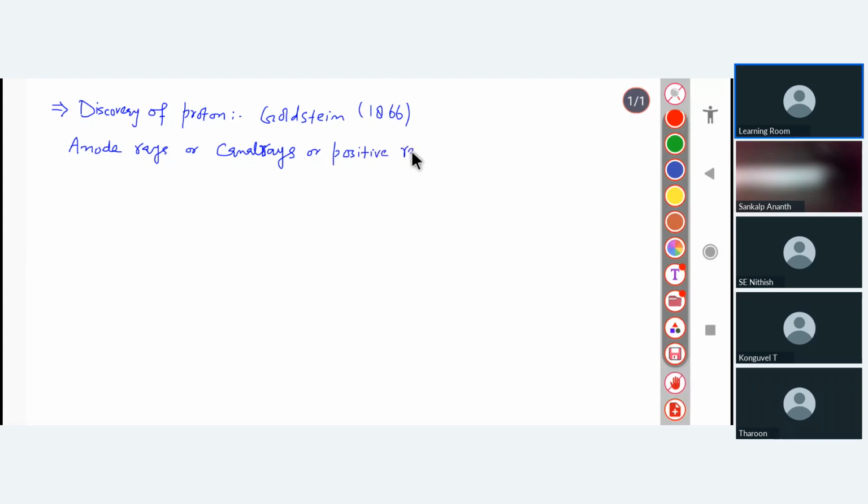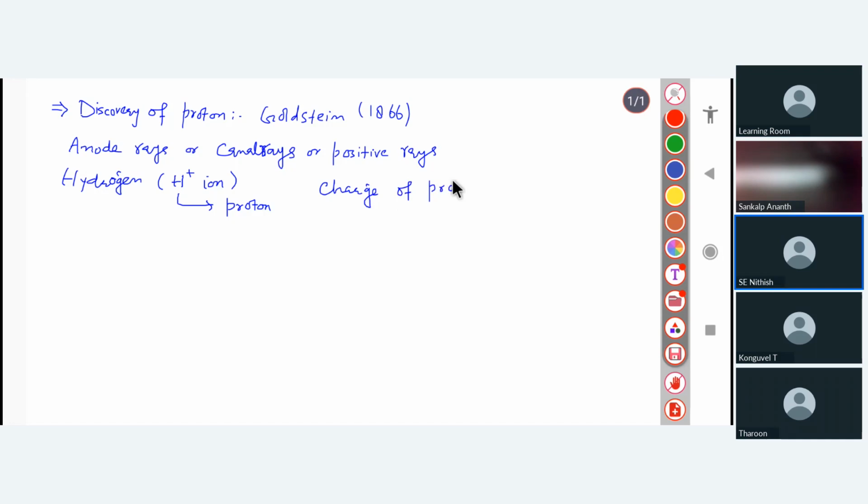Exactly, positive rays. Now if we just take the hydrogen gas, then in these anode rays we will find H positive ions. This H positive is known as proton. You will remember that this proton has the same charge as the electron, but with a positive sign. It is plus 1.602 into 10 to the power negative 19. This is the charge of proton.